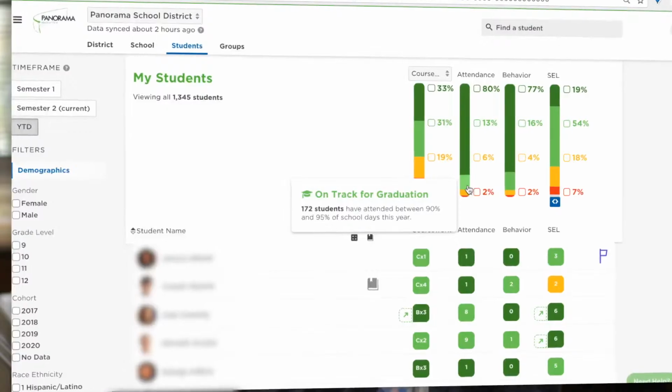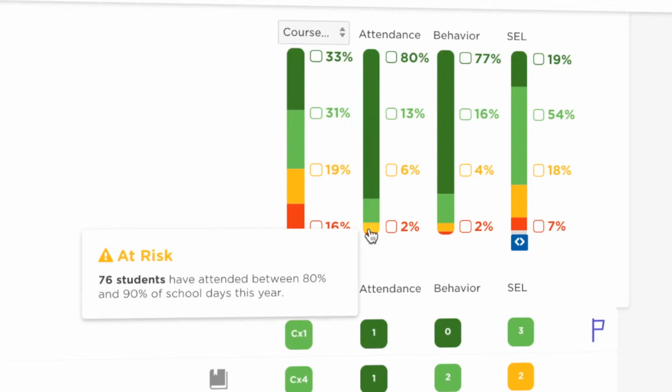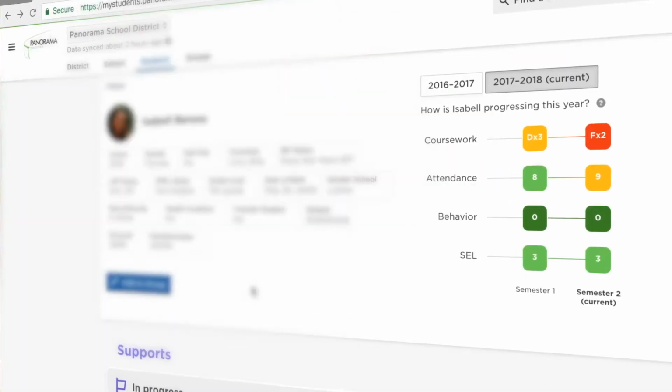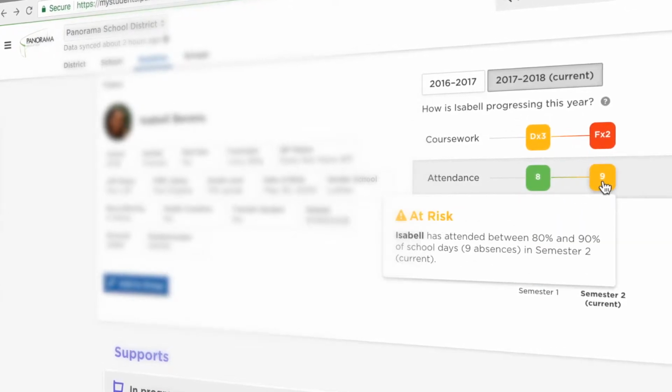We started using Panorama, and Panorama has really helped us to hone in on looking at some of the multifaceted aspects of a student, both from an academic standpoint, from a behavior standpoint, an attendance standpoint, and their social-emotional learning. Really paints a picture of where a student is at any given time.